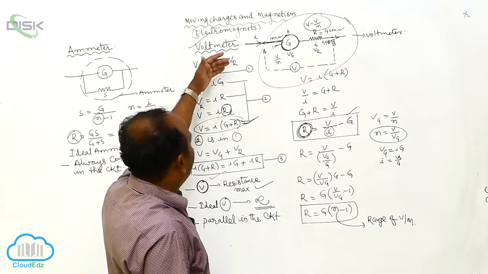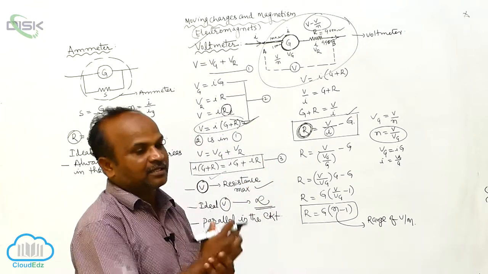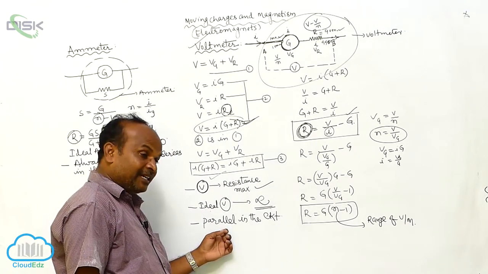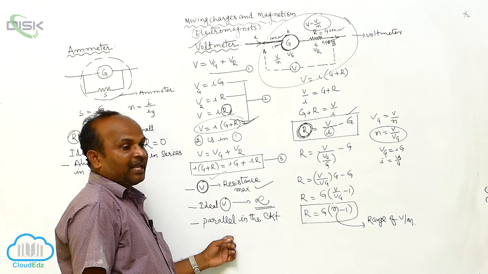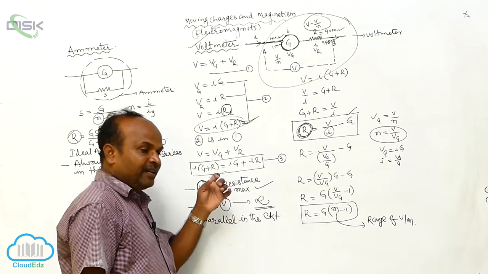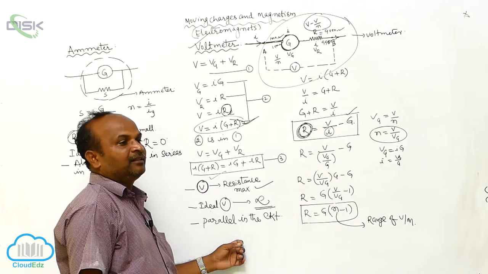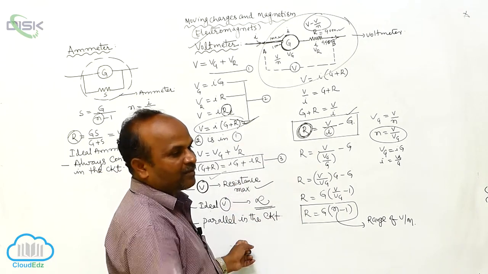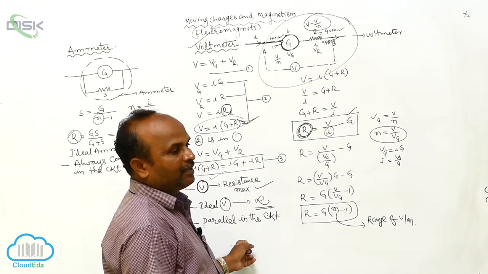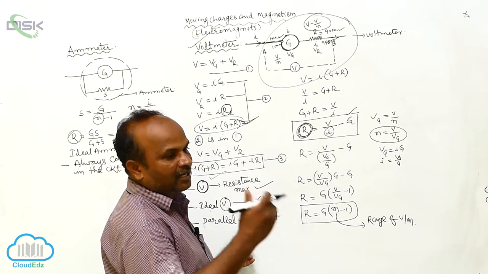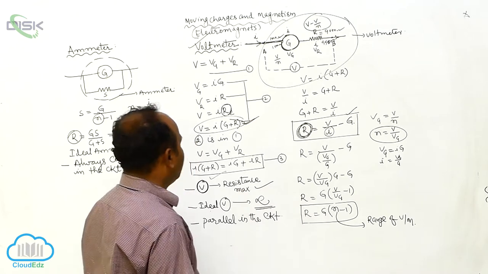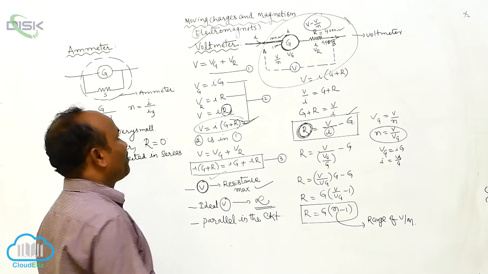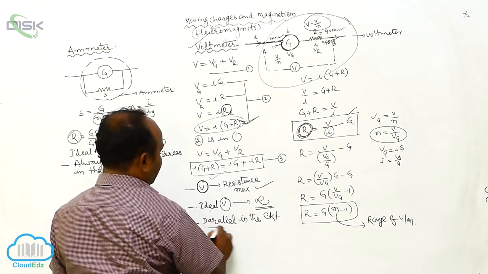Therefore, the voltmeter has the highest resistance, and it is always to be connected in parallel. Why is it connected in parallel? Because it has the highest resistance. Whenever it is connected in parallel, it will draw a small amount of current. Thereby, there is no change in the current in the circuit, and no effect from connecting in parallel. Therefore, the voltmeter is always connected in parallel.